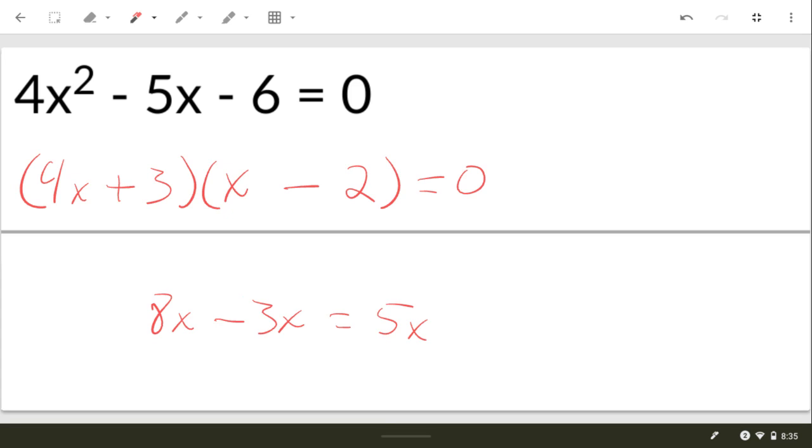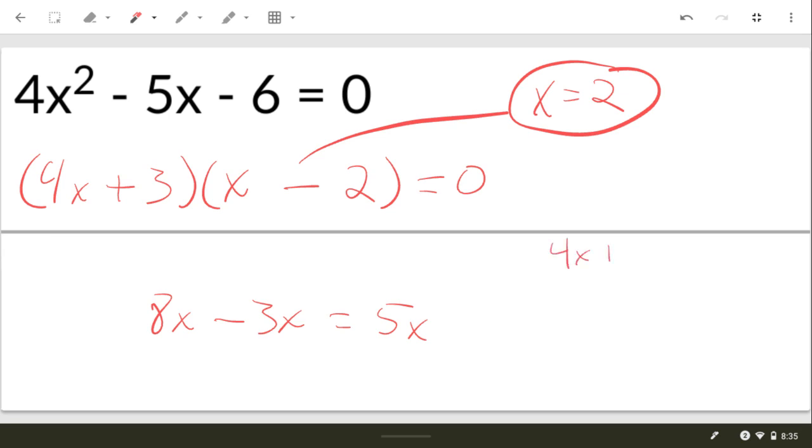So my answers: x minus 2 is a factor, so that means 2 is one of my solutions. And then for the 4x plus 3, I'm going to set that equal to 0 and solve. Move my 3 over, and then divide by 4. So I get negative 3/4.